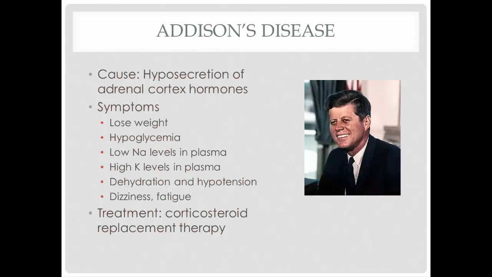The opposite of hypercortisolism would be hyposecretion, but this in Addison's disease, it could be hyposecretion of both adrenal cortex hormones, cortisol, as well as aldosterone. So symptoms related to this are going to be things like weight loss, hypoglycemia, because you don't have the cortisol, you're not going to raise your blood glucose levels, you're actually going to be a little on the low side. Low sodium levels in the plasma because you don't have the aldosterone to help reabsorb the sodium, and high potassium levels because the potassium is not being eliminated.